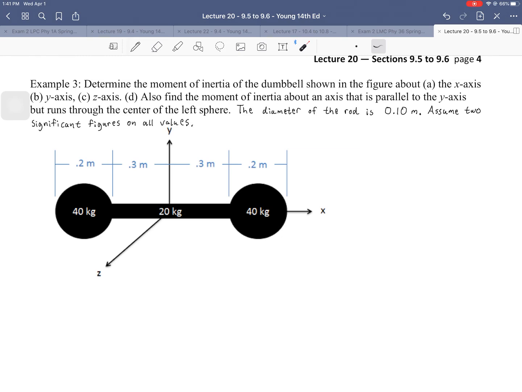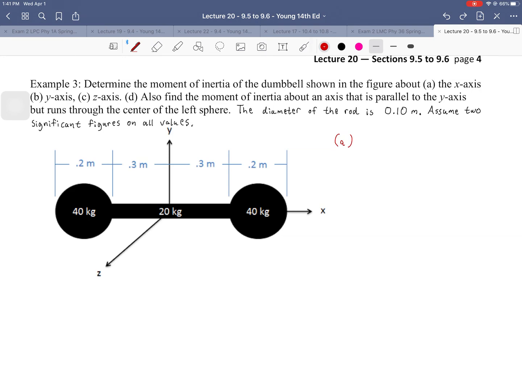Okay, so we are asked a number of questions, all closely related to each other, and that's to calculate the moment of inertia about three different axes, and then to calculate the moment of inertia about an axis that is parallel to the y-axis. Okay, so let's go ahead and jump right into this. Looking at part A, we're going to calculate the moment of inertia about the x-axis. Obviously the x-axis is our horizontal axis shown here.